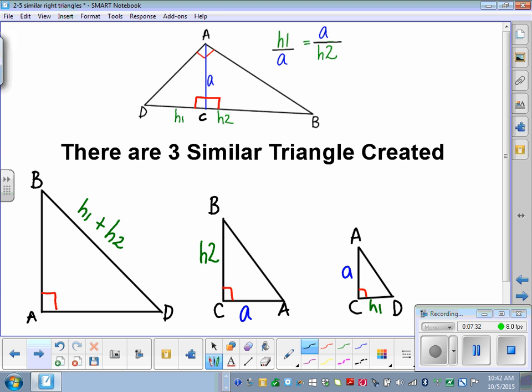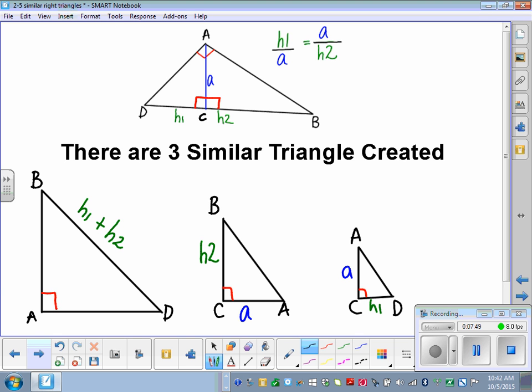Okay, now here are the very important things. If you want to take a picture of this, that's what I would do because you're going to use it. Okay, so what we're going to be doing is we're going to be splitting these triangles up because we have three similar right triangles. And then once you've gotten it split up, that's the hardest part. You know you can set up a ratio of corresponding sides.